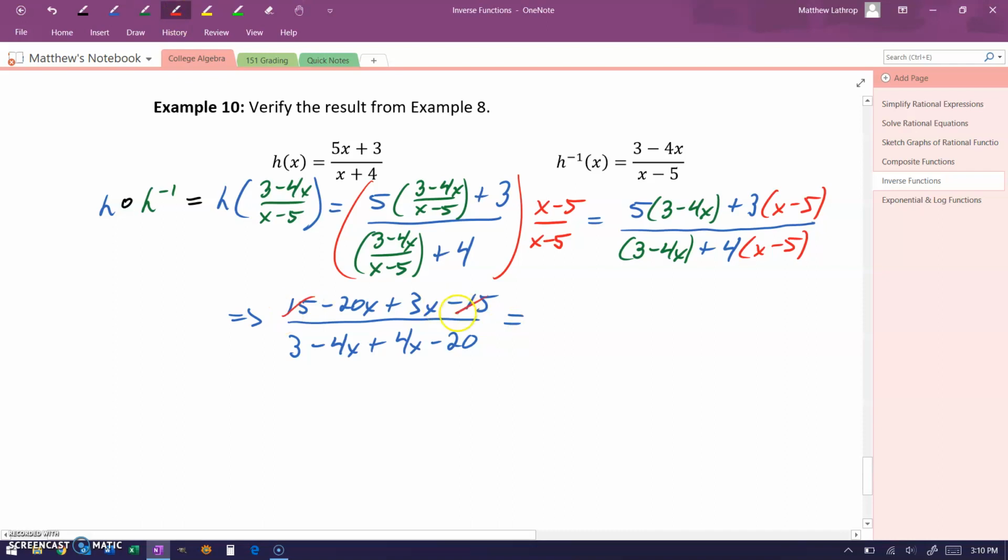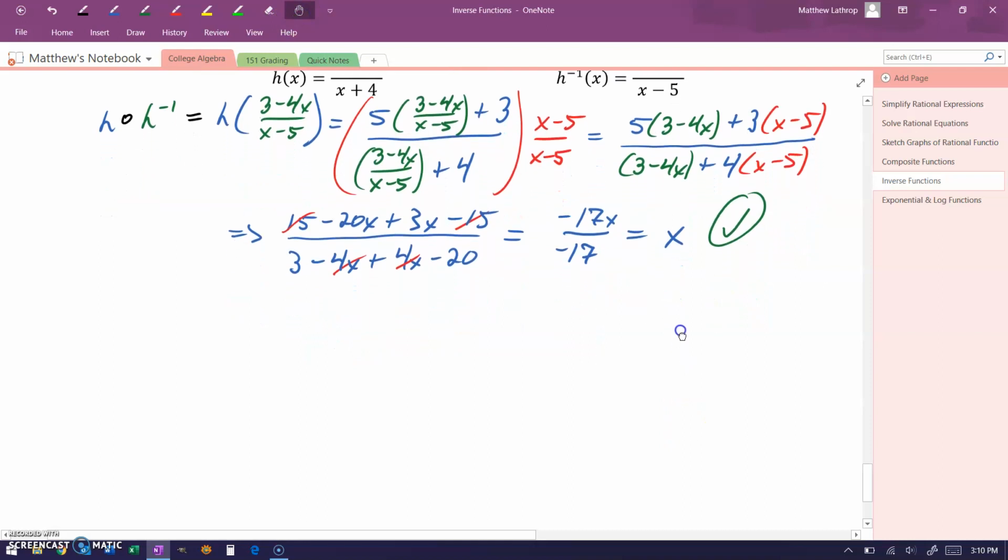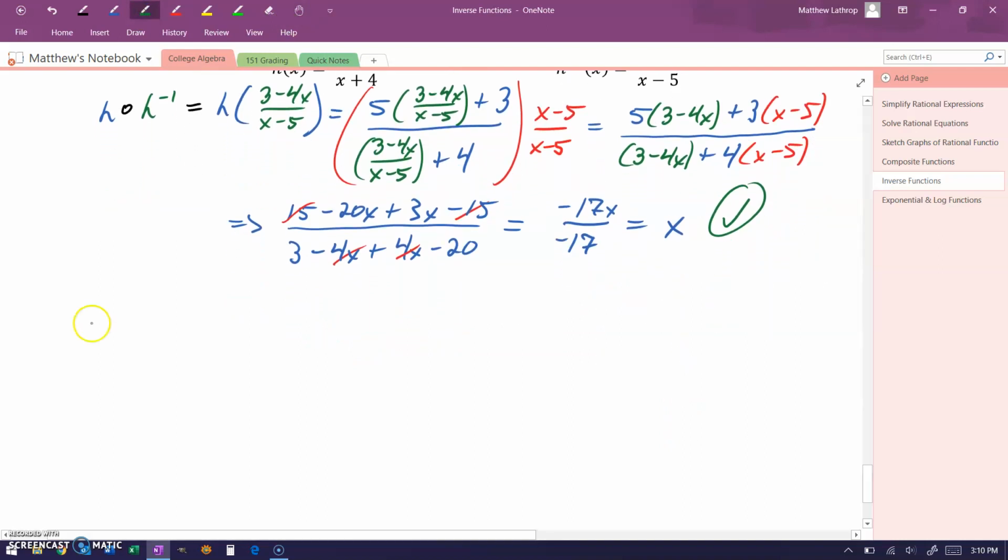In the numerator, 15 minus 15 will cancel. In the denominator, minus 4x plus 4x will cancel, leaving us with negative 17x over negative 17, or just x. So we've confirmed that h of h inverse is equal to x. That takes care of part 1. We also need to confirm that h inverse of h is also equal to x.